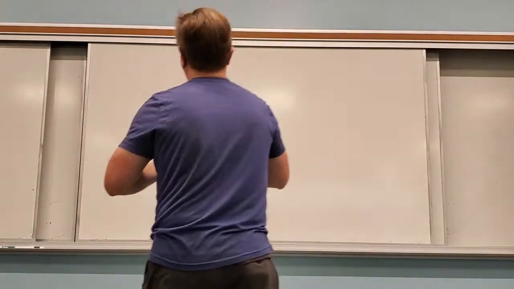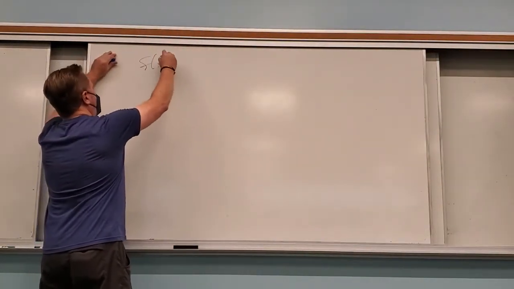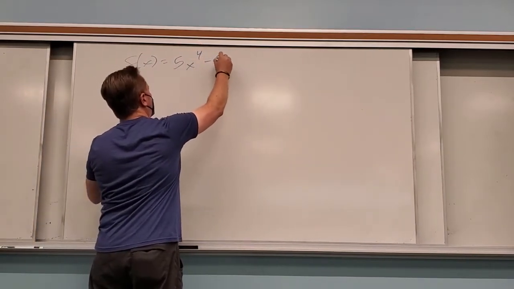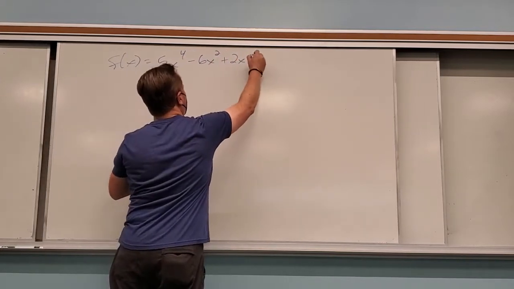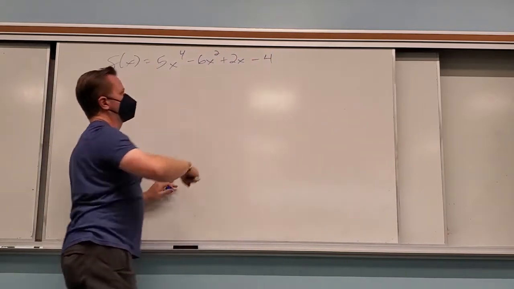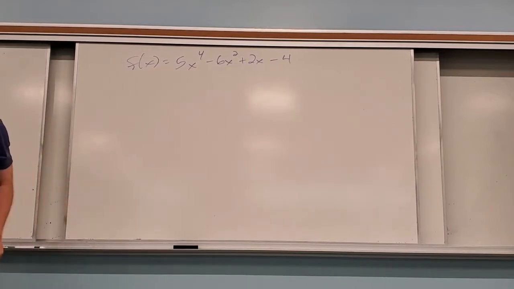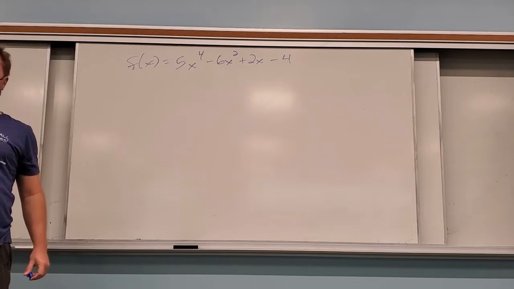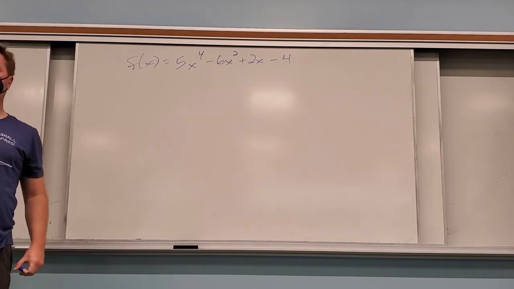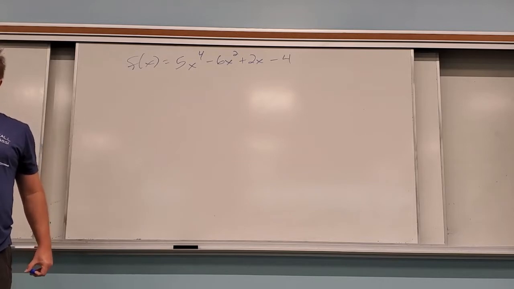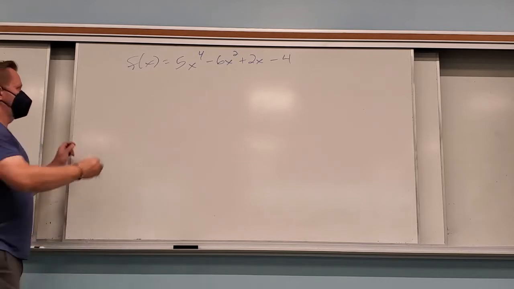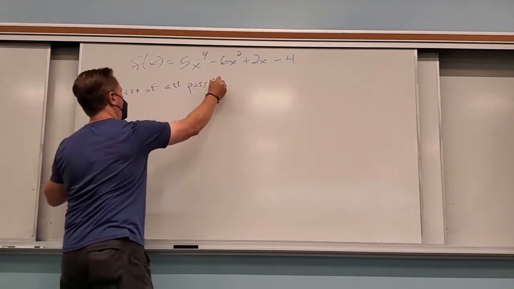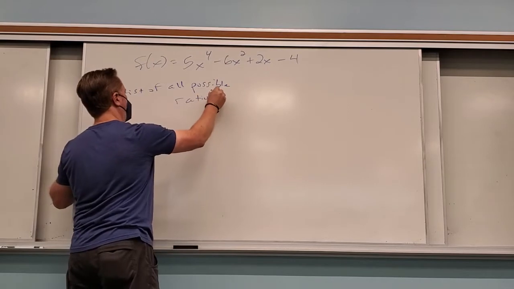So, for example, real quick, if I had this, could you come up with the list of all the possible rational roots of this? Does that phrase even make sense? Just this, the list of all possible rational roots.